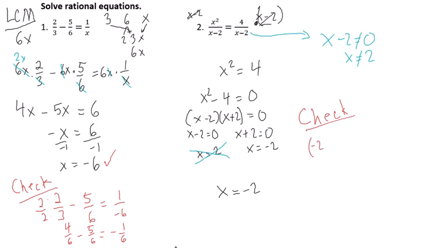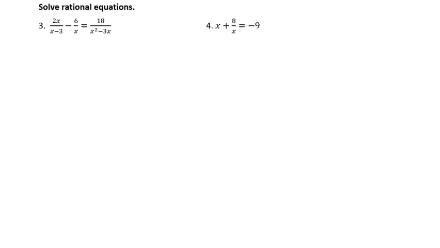So -2 squared over -2 minus 2 needs to equal 4 over -2 minus 2. Well, these two denominators are the same. We just need to make sure this top is the same. And -2 times -2 is 4. So we have 4 over -4 equals 4 over -4. They are the same, so I know this is correct.